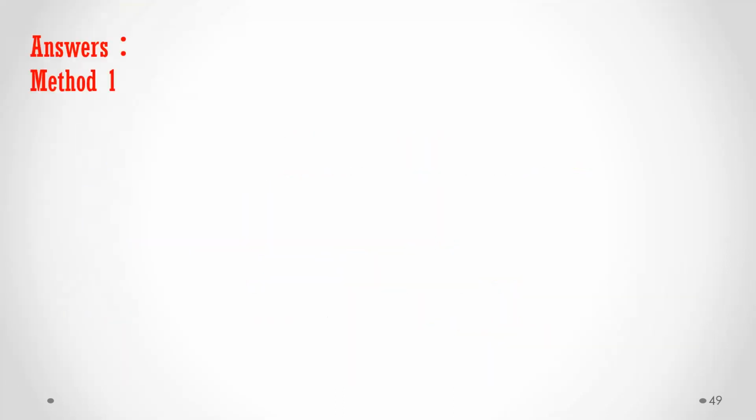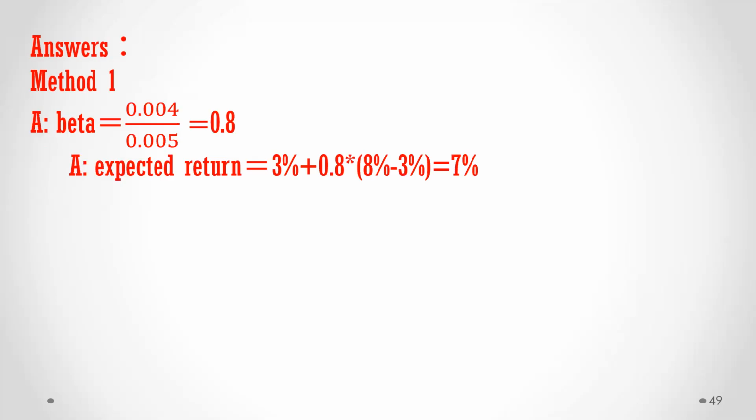So we have 2 methods to calculate the expected return of the portfolio. First, we calculate the beta for A. Beta equals the covariance of asset i and the market portfolio divided by the market portfolio's variance. So for A, we just use the covariance between A and the market, 0.004, divided by the market variance. So A's beta is 0.8.